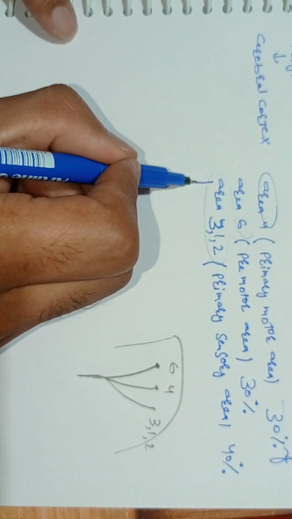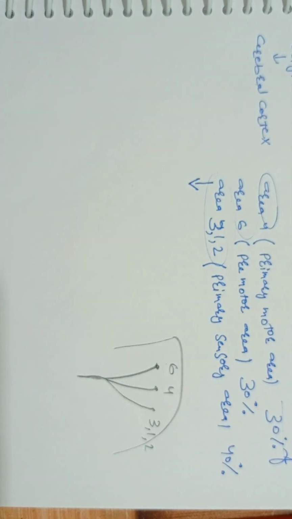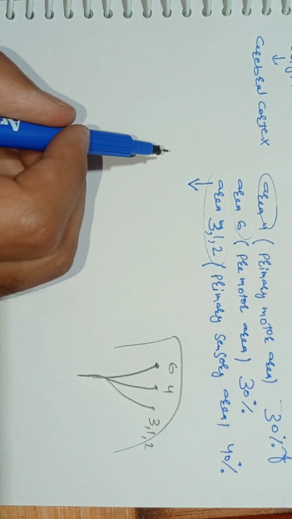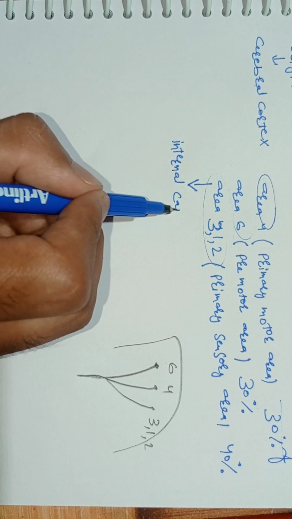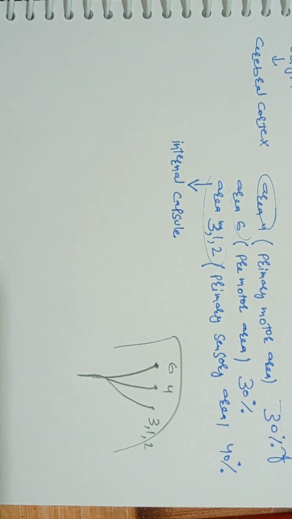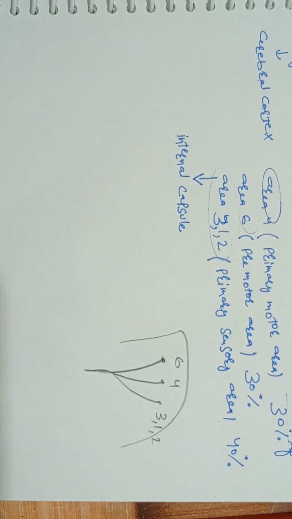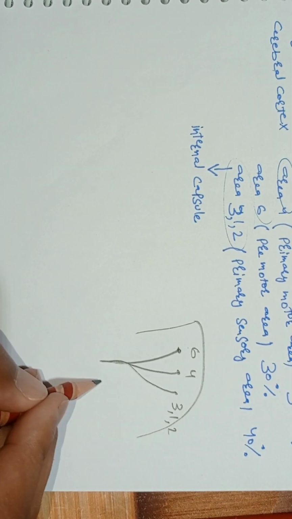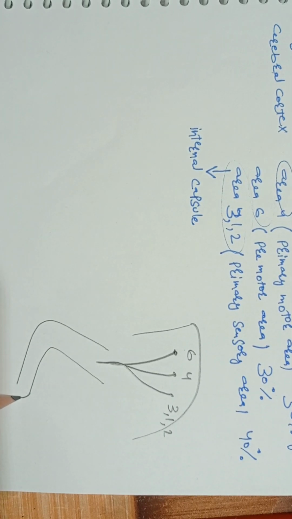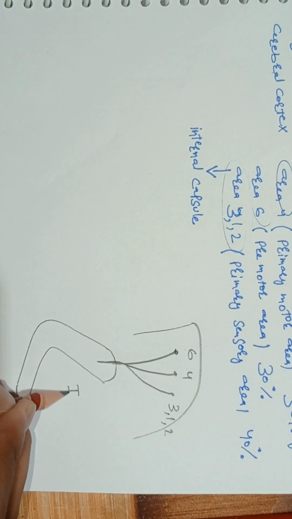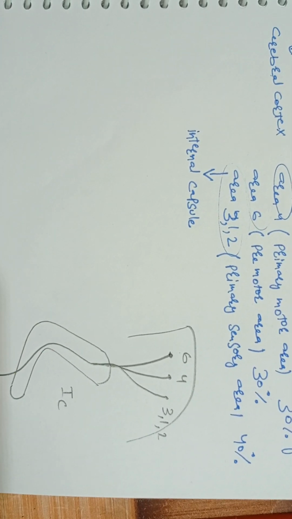After the origin from these parts, area 4, area 6 and area 3, 1, 2, the corticospinal tract goes to the internal capsule. Below the cerebrum, there is a structure in the brain called the internal capsule. We will study this internal capsule in detail in a separate lecture. For the time being, remember, now the fibers go to the internal capsule. So this is the internal capsule, and the fibers go through it.